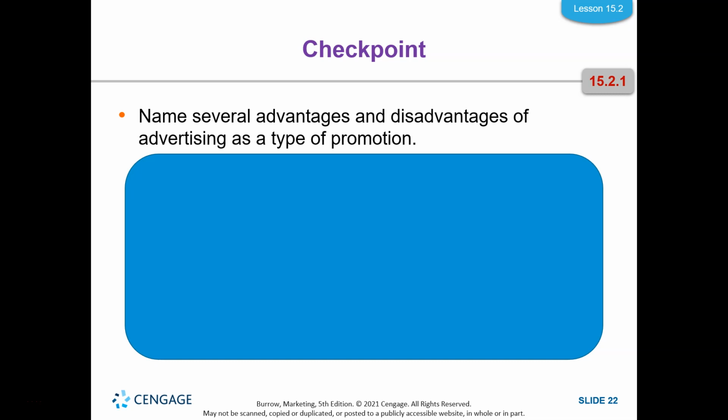So here's the checkpoint question. Name several advantages and disadvantages of advertising as a type of promotion. Again, you'll need to find the answers to those. Pages 427, 428. I will pause now so that you can do so.